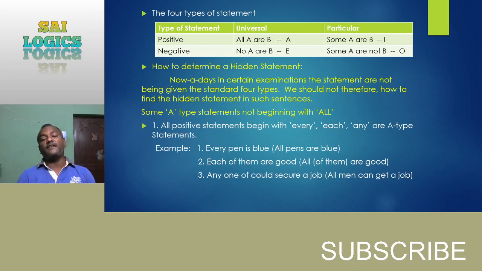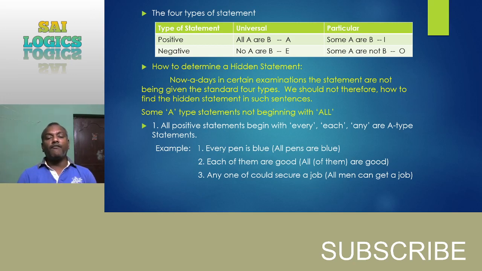Now, the first case: all positive statements beginning with every, each, any are A type of statements. That means "all" itself is a positive one, so we have to look only for the positive statement. When a positive statement is given, you see whether it is starting with every, each, any or not. If the statement is starting with these words, then you have to understand that this is an "all" type of statement and we have to convert or reduce it to "all."